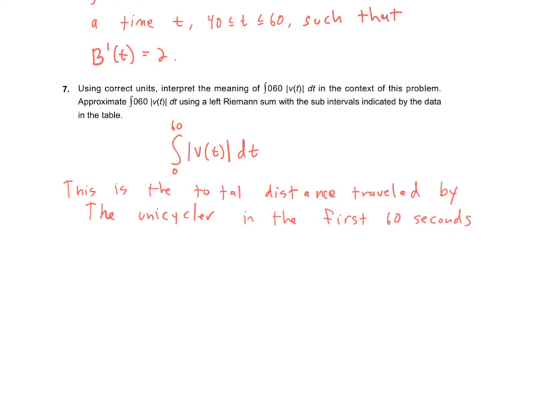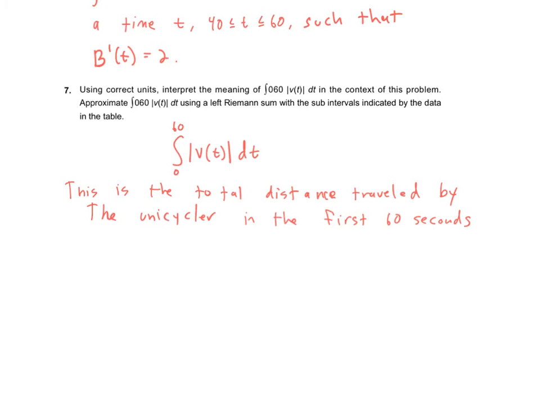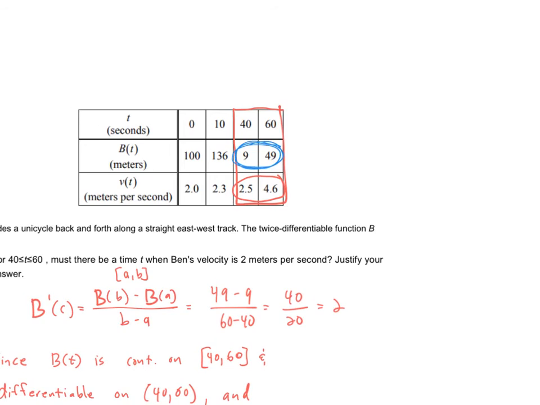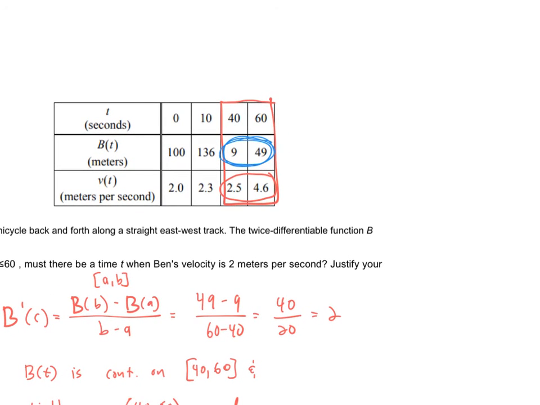Okay, and then they say also approximate this using a left Riemann sum with the subintervals indicated by the data in the table. Okay, so we'll do LRAM for this one. Let me erase all this.